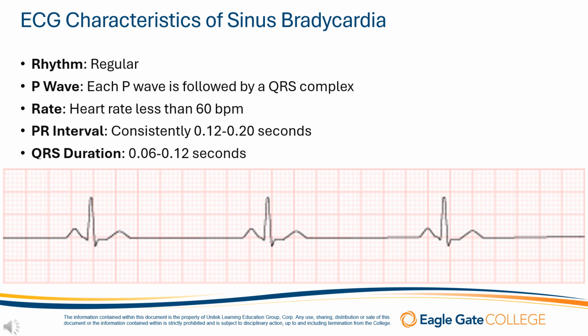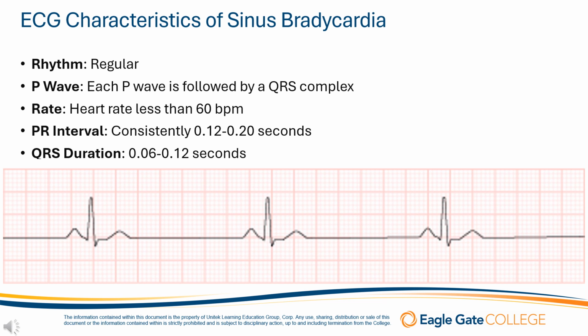The defining feature of bradycardia is a heart rate that is less than 60 beats per minute. While this slower rate can be normal in well-conditioned athletes or during sleep, it can also indicate an underlying issue if the patient is symptomatic. So it's important to correlate the heart rate with the patient's clinical condition.